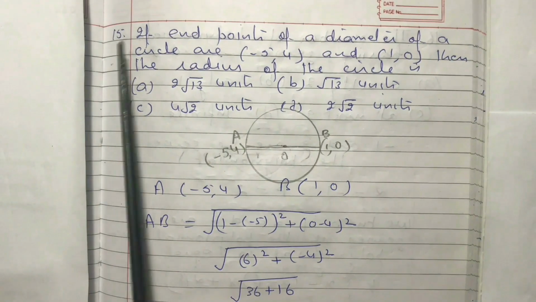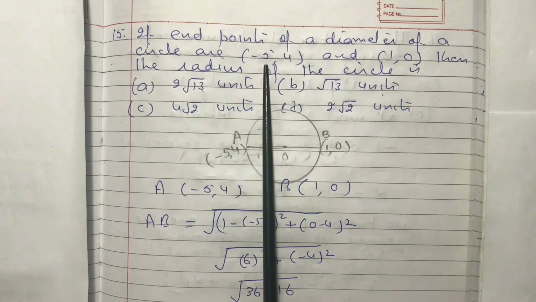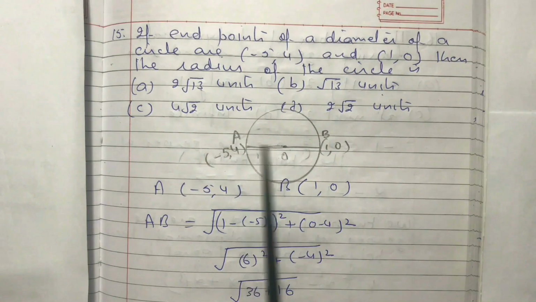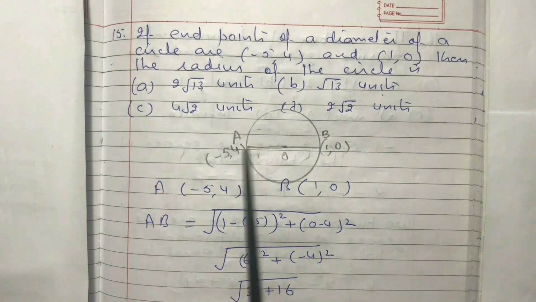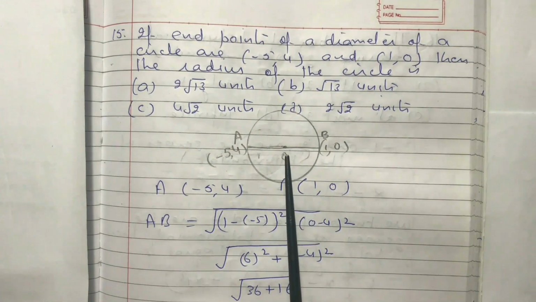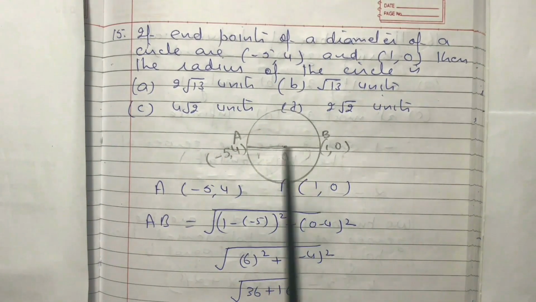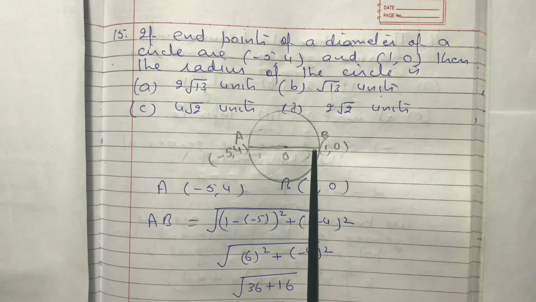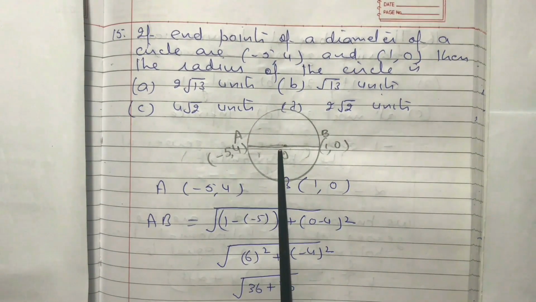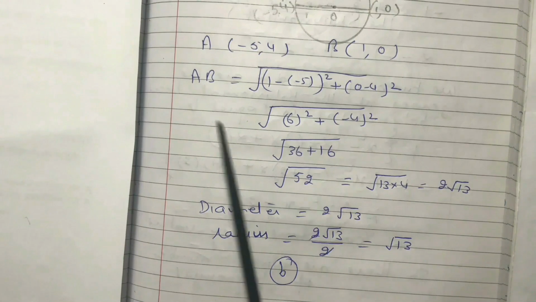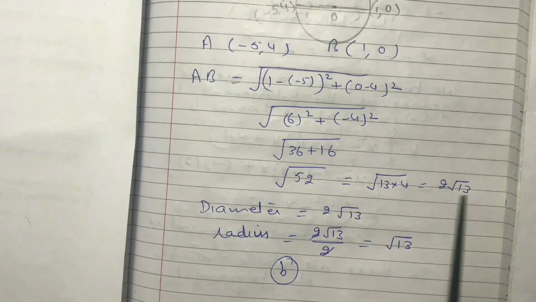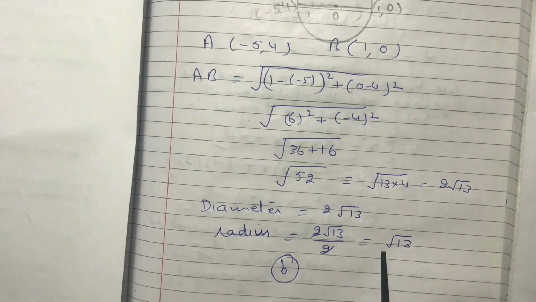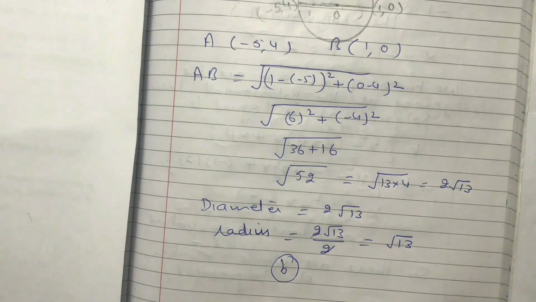Now the 15th question is, if end points of a diameter of a circle are (minus 5, 4) and (1, 0), then the radius of the circle is. Now these are the end points of a diameter. AB is the diameter, and O is the center. Now I am to find the radius. First let me find the length of AB, so I'll write the distance formula. Half of it will come out to be the radius of this circle. The distance formula gives 2 root 13. So diameter is equal to 2 root 13, and radius is equal to 2 root 13 upon 2, that is equal to root 13. So B is the option.